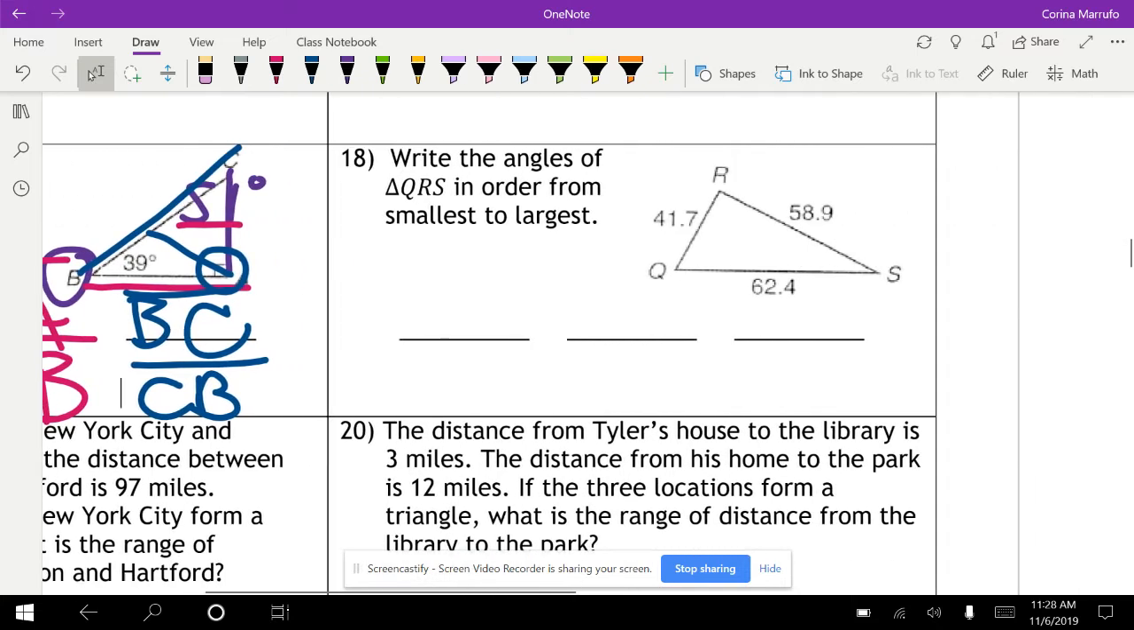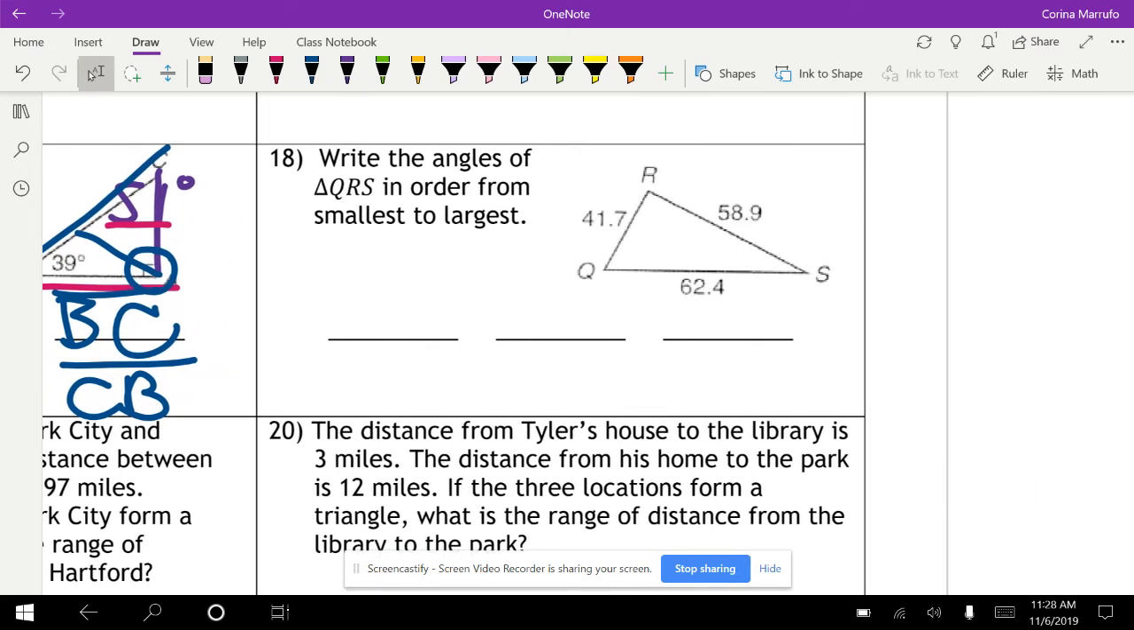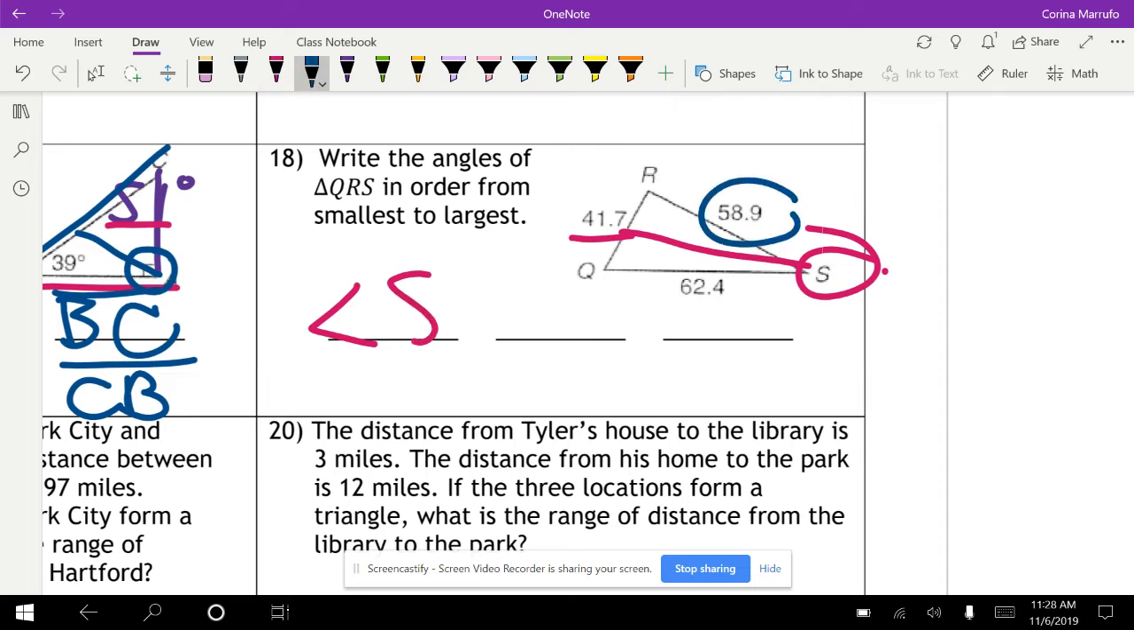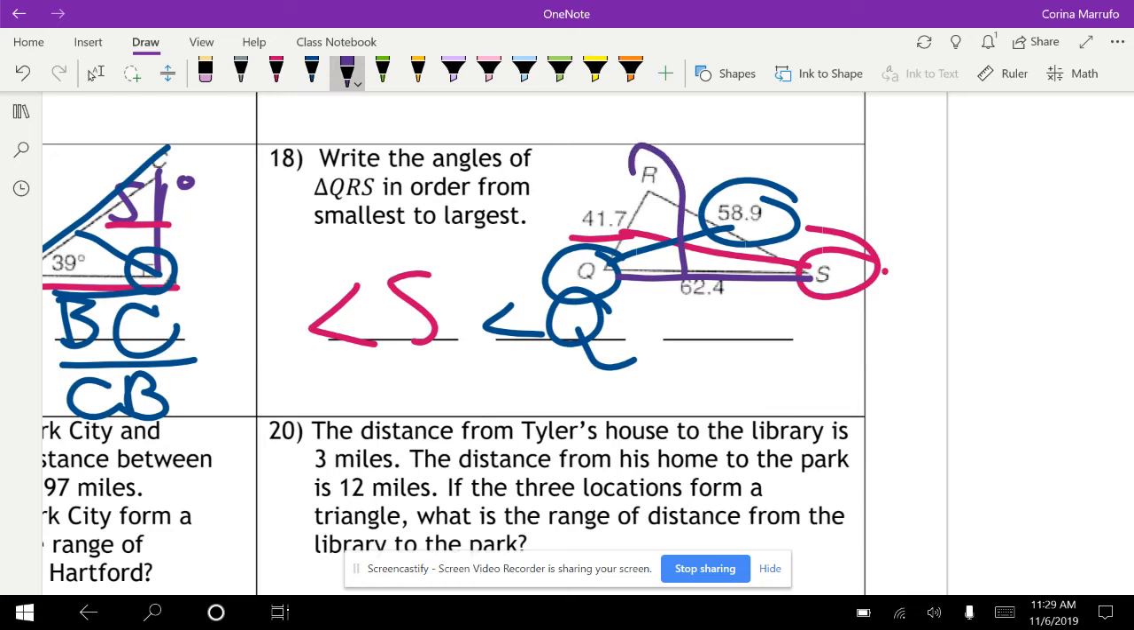All right. Next one, write the angles of QRS in order from smallest to biggest. So we look at the smallest side. The smallest side is the 41.7, so across from it is angle S. And the middle number is going to be 58.9, so directly across from it is angle Q. And then the last one, 62.4, is the biggest side, so directly across from it is angle R.